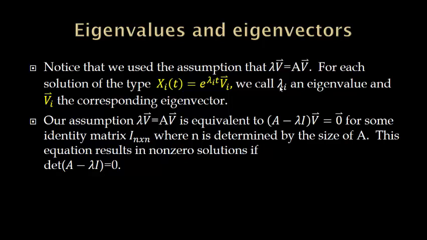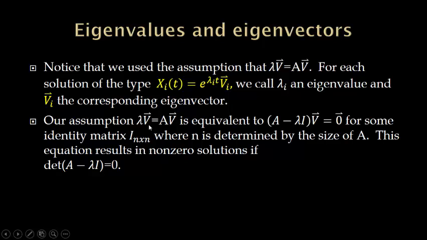Based on that assumption, depending on the dimensions of your matrix, you'll have a similar number of solutions for lambda, or eigenvalues. Each lambda is called an eigenvalue. So it's a new vocabulary word. And each vector which corresponds to that eigenvalue is called an eigenvector. So eigenvalues and eigenvectors will be what we're solving for in this section in order to write our solution sets, which appear in this form.